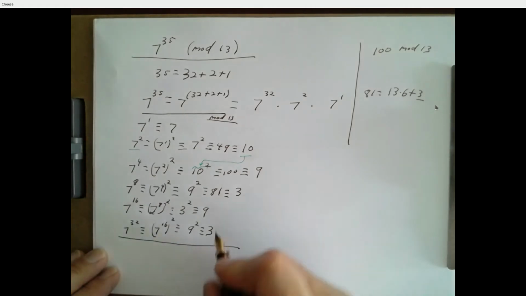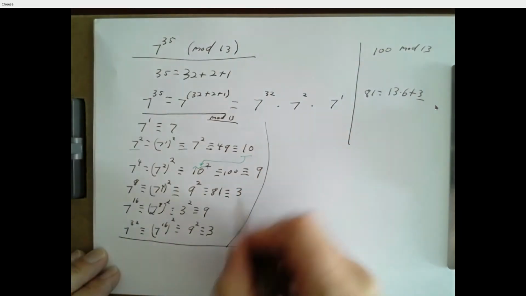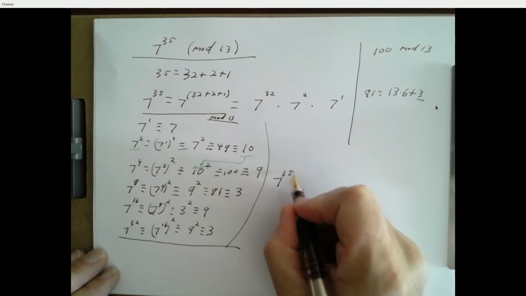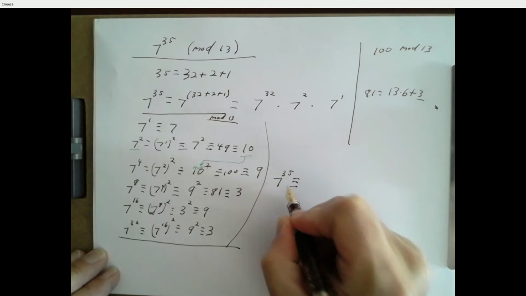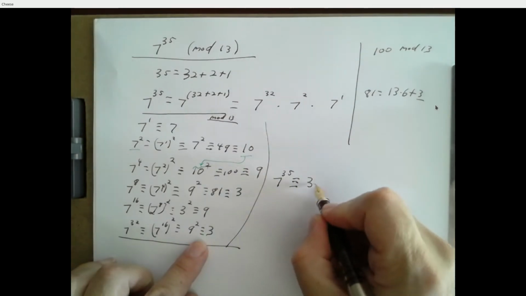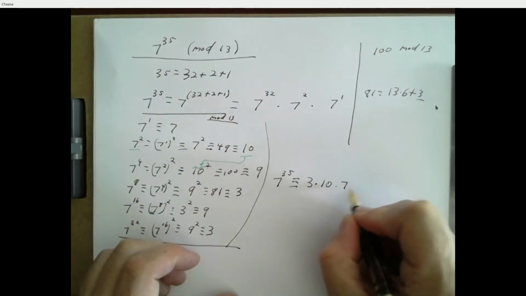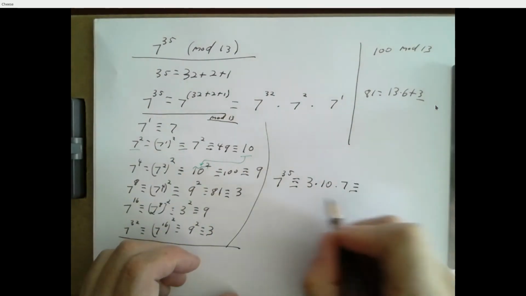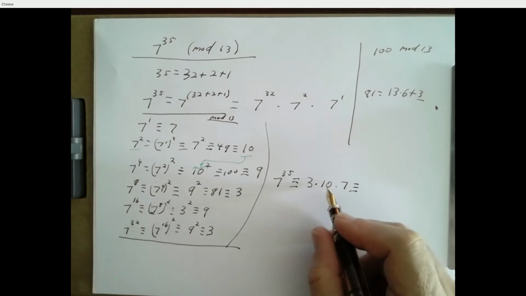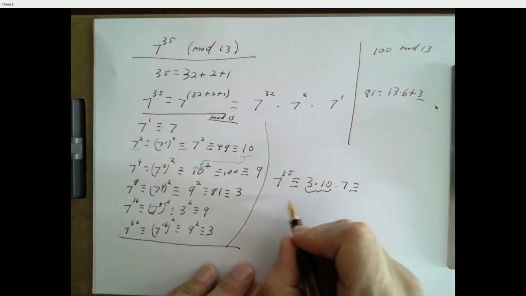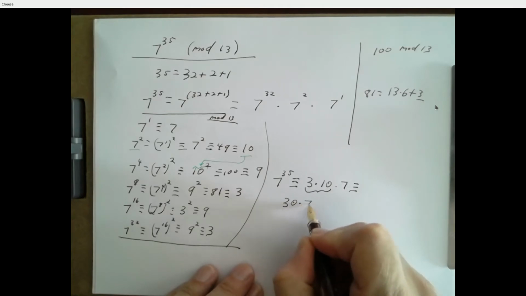So we take this and we plug it into here, and we can say 7 to the 35th is congruent to 7 to the 32nd is 3, 7 squared is 10, 7 to the 1st is 7. So that's 3 times 10 is 30, times 7 is 210. But I don't want to deal with numbers as big as 210, so I'm going to multiply these two together and say this is congruent to 30 times 7.